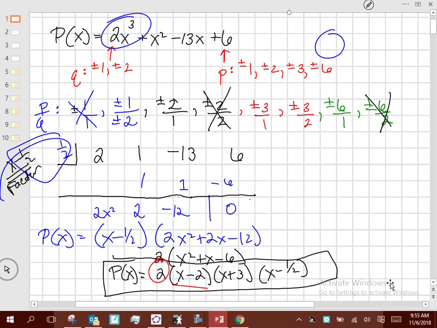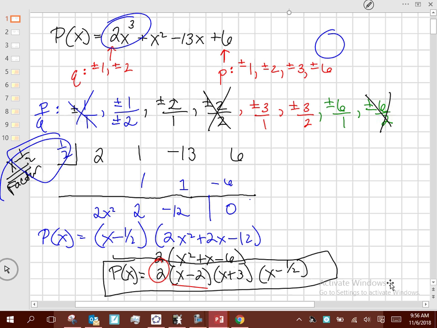And now that we have it in that form, we know the zeros are 2, negative 3, 1/2. We can factor it. Or we already factored it. We can now graph it. We know our y-intercept is 6, right? It's a cubic. We know the end behavior. As x goes to positive infinity, y goes to positive infinity, and as x goes to negative infinity, y goes to negative infinity. We have everything we need to graph that thing, right? And that's the reason we're doing this stuff.